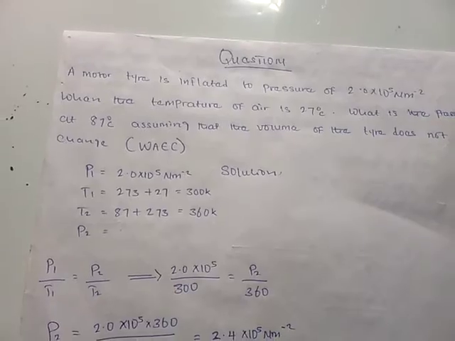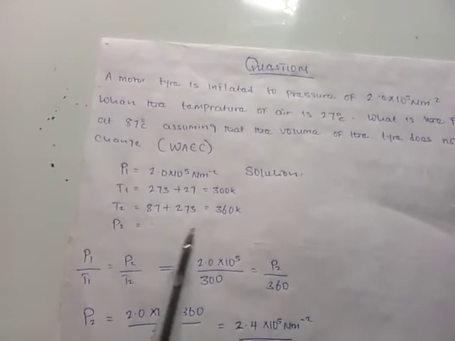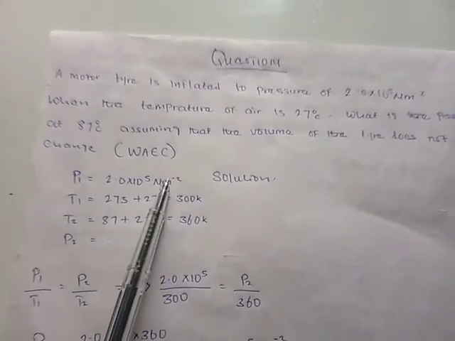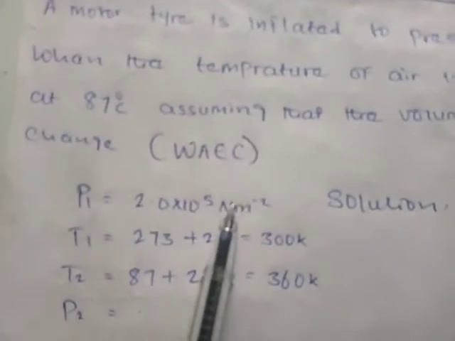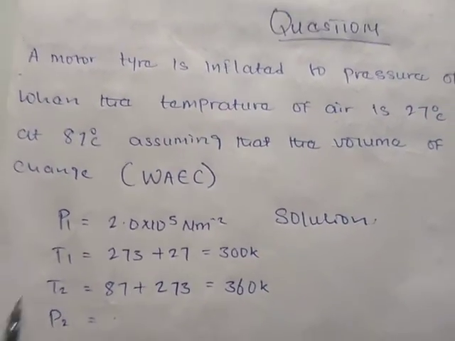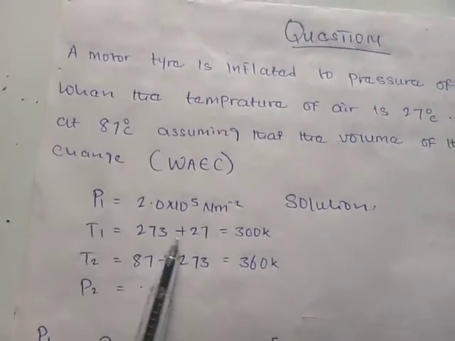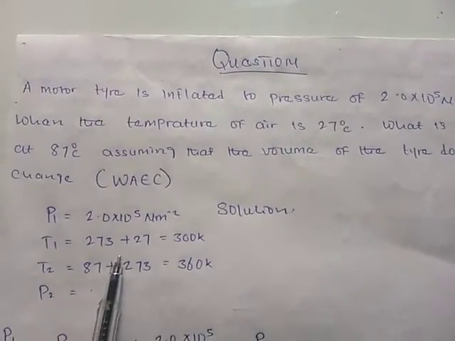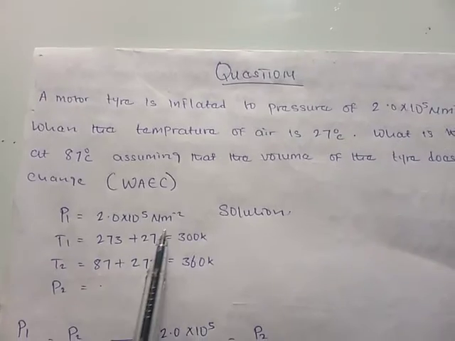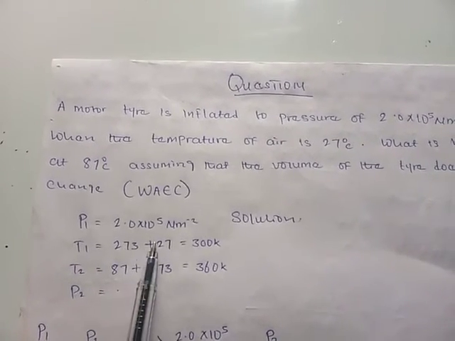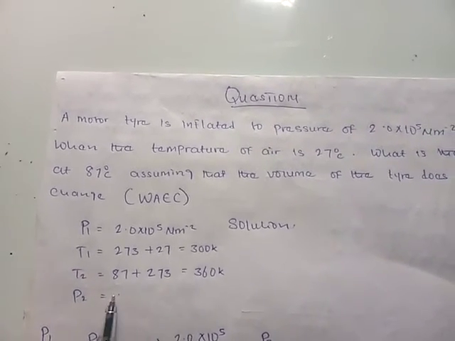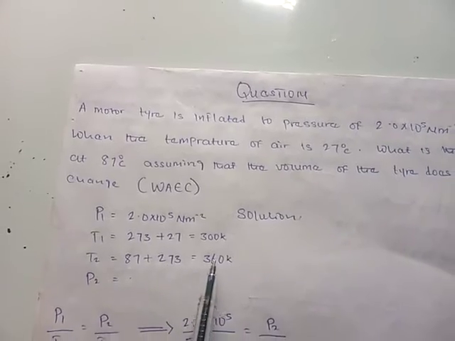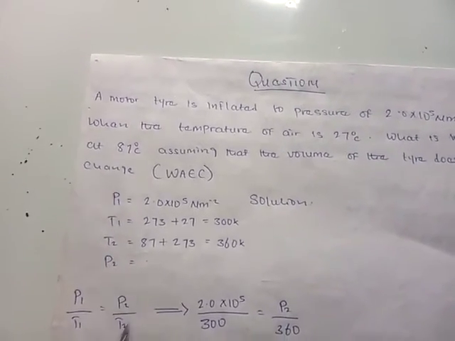First of all, one of the first things you have to notice is that the pressure was given to us in Newton per meter squared, but that is not the problem. The temperature was given to us in degrees Celsius, so we have to convert it to Kelvin before we solve. So 273 plus 27 is equal to 300. This 87 plus 273 is equal to 360. That's our T2; P2 is unknown.